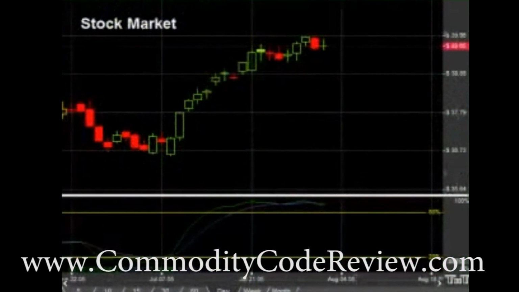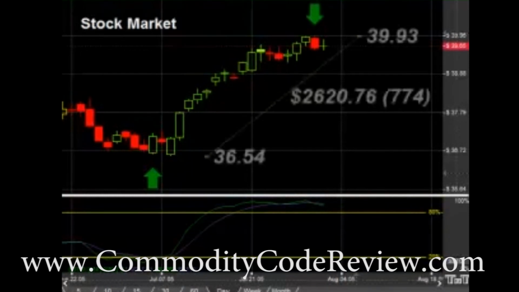Take a close look at this chart. You'll notice that you trade this market just like you would any other individual stock. Take a close look at the most recent move, which started at 36.54 when we received a buy signal from our stochastics indicator, and it ended at 39.92 when we received the sell signal from the same indicator.